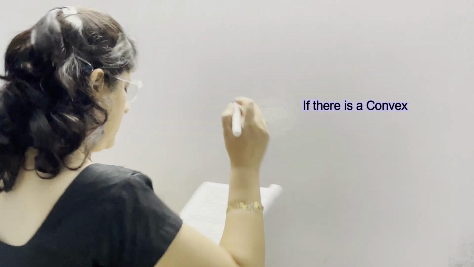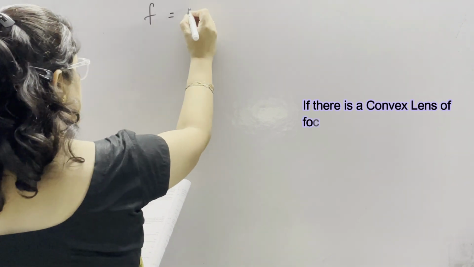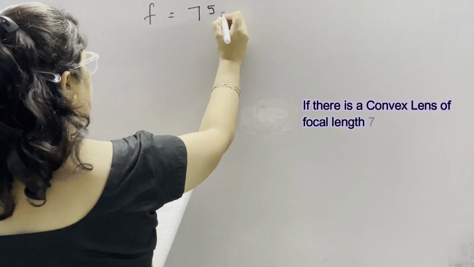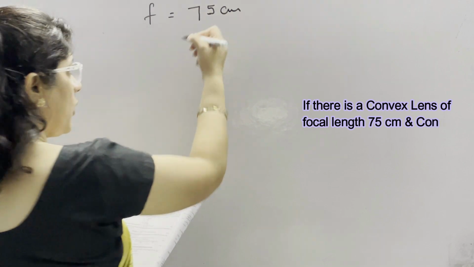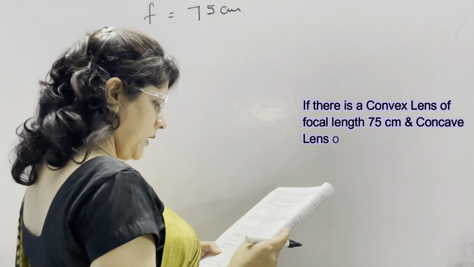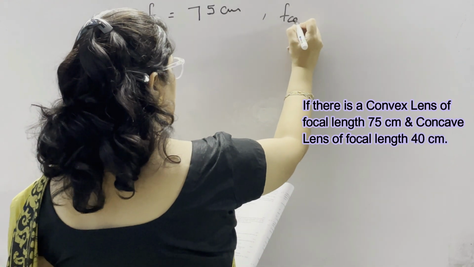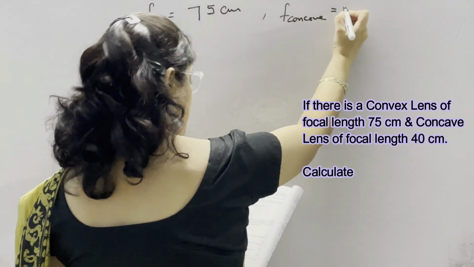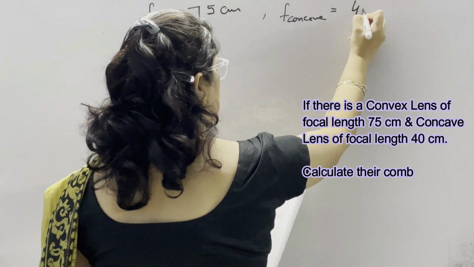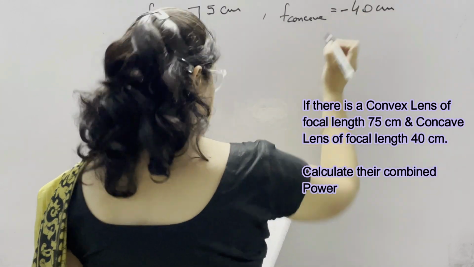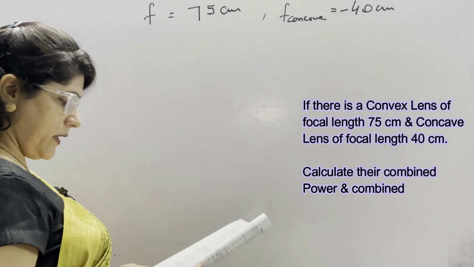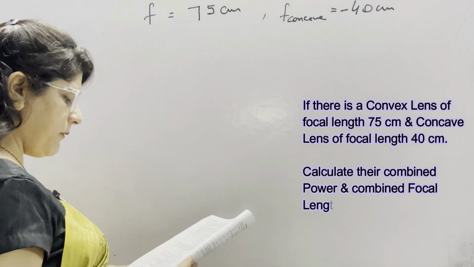In the next question, there is a convex lens of focal length 75 centimeter. The focal length of the convex lens is 75 centimeter, and we know that for convex it is positive. And a concave lens of focal length 40 centimeter, the focal length of the concave lens is 40 centimeter and it is negative. Then calculate their combined power and combined focal length.